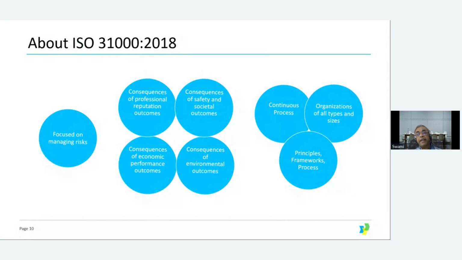Consequences are nothing but the outcomes of the effect that we may have, based on professional reputation. Some outcomes may be positive, some may be negative. If it is negative, then we need to continuously monitor, mitigate and reduce them. If it is positive, we should try to take advantage of it and implement them. Now, there are certain things: one is professional reputation, another is safety and societal outcomes, environmental outcomes, and economic performance outcomes.